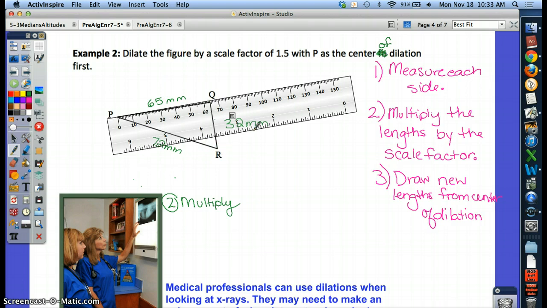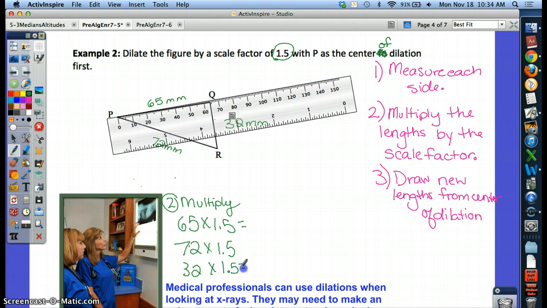So now, step 2, I'm going to take those lengths and multiply them by the scale factor. My scale factor is 1.5, so my figure is going to be enlarged. Remember, scale factor over 1 makes it bigger. So we have 65. We're going to multiply that by 1.5. We have 72. We're going to multiply that by 1.5. And we have 32. I'm going to multiply that by 1.5.